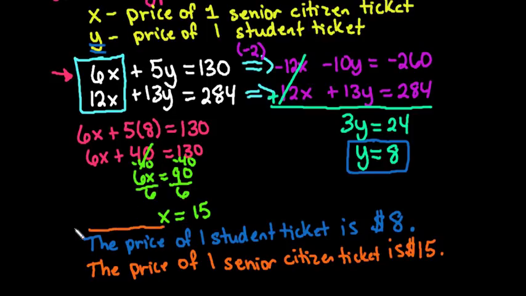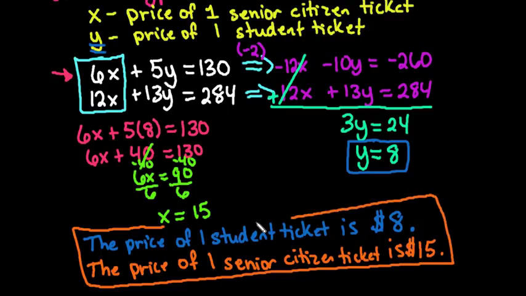Because at the beginning we established which one was which, it made it easier to interpret the answer. And since we have found the price of one student ticket and the price of one senior citizen ticket, we have our answer. You can always plug it back in to make sure that it works. So if I do 6 times 15, that gives me 90. 90 plus 40 does give me the 130 that I need. If you plug it into the second one, it also works, so you can always check your work to make sure that it does.